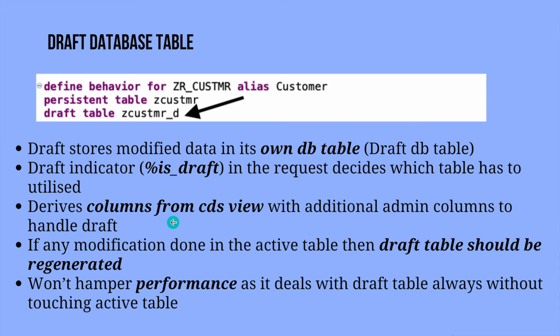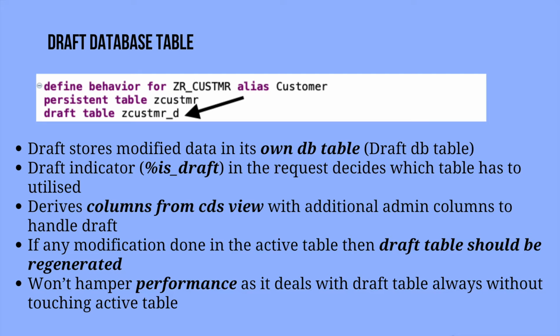Once we define this, we don't need to create these database tables. Basically, when you do a quick fix, the draft database tables will be created automatically. We derive the columns from the CDS views underlying this behavior definition, but some additional admin columns will be added, which are for the framework to identify the draft things. If you have modified something in the original database tables, or added a couple of columns, then you have to adjust or regenerate these draft database tables in the behavior definitions. Otherwise, it will raise an error.